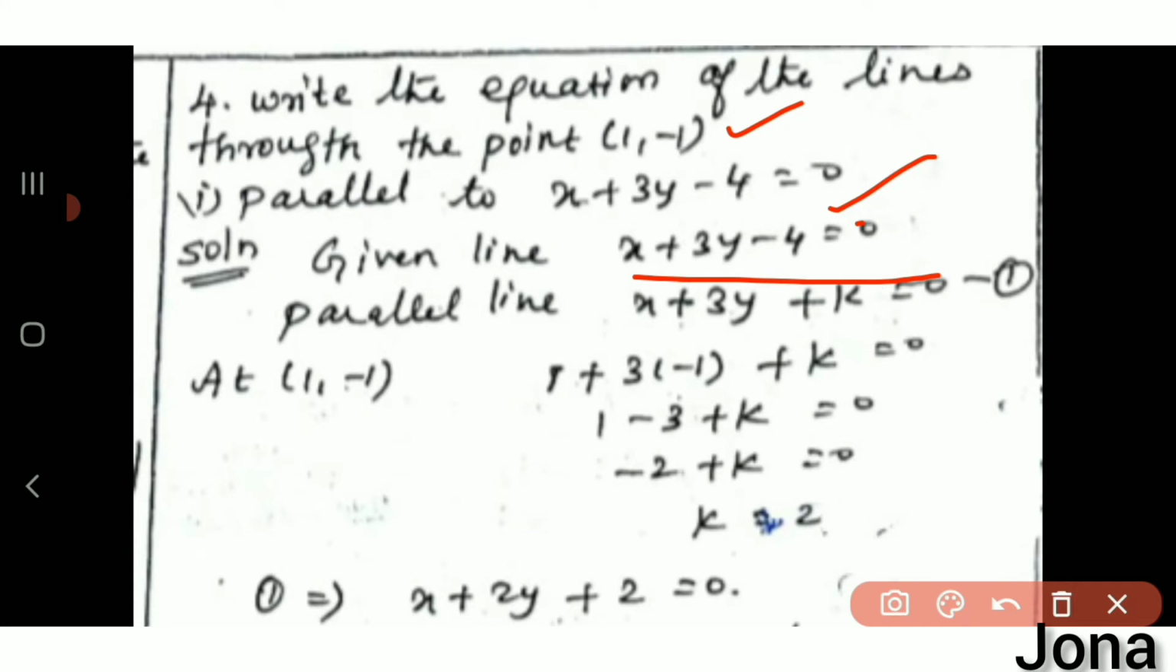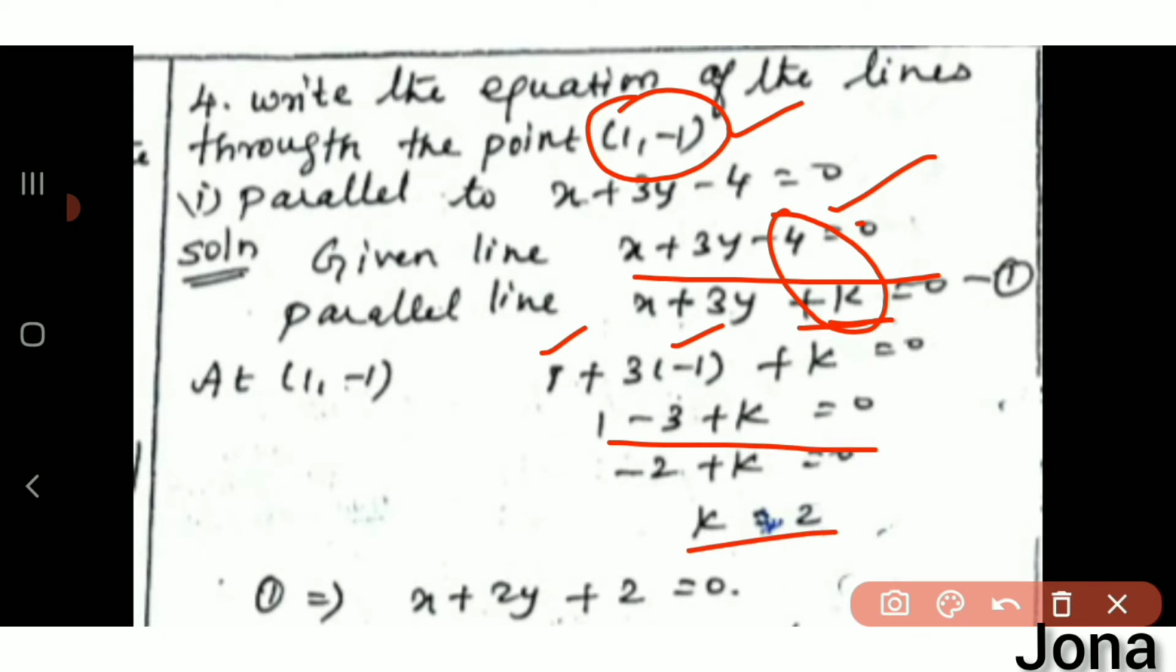A parallel line is nothing but x + 3y + k, because the two equations differ only in the constant term. So put plus k here instead of this -4. Then it passes through the point (1, -1), so substitute 1 and -1 here. 1 + 3 times -1 + k = 0. If you simplify this, 1 - 3 + k = 0. Therefore, we got the value of k as 2.